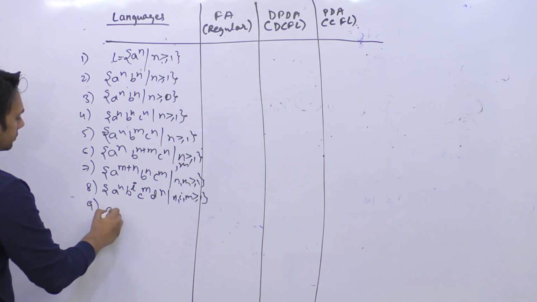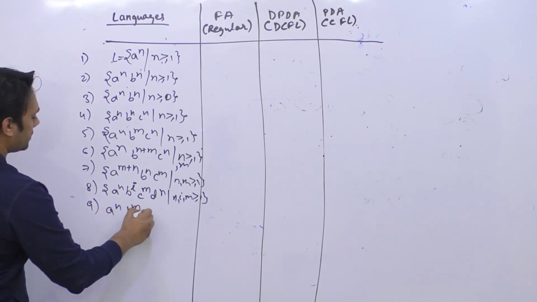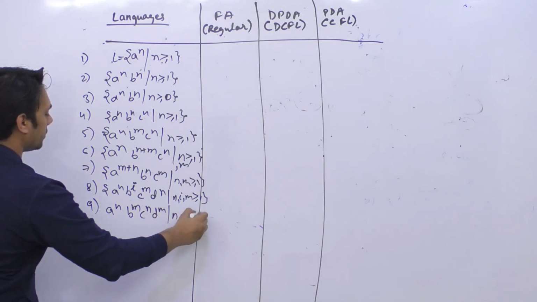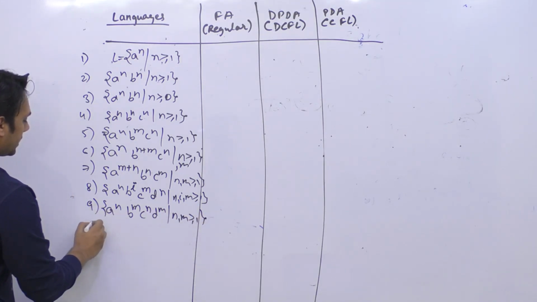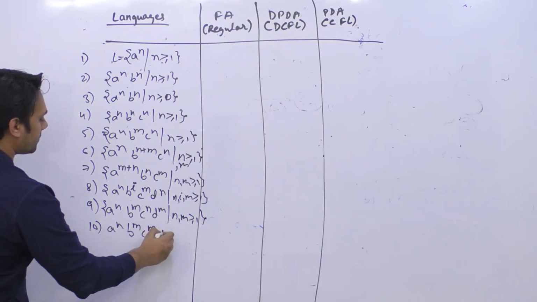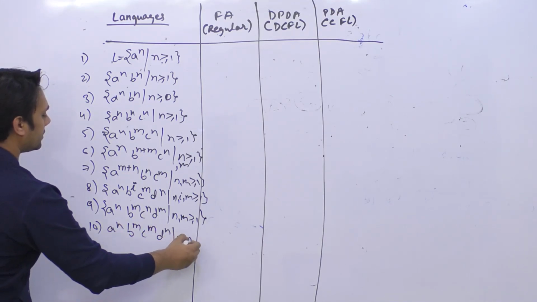Ninth language is a raised to power n, b raised to power m, c raised to power n, d raised to power m such that n comma m is greater than equal to 1. 10th language is a raised to power n, b raised to power m, c raised to power m, d raised to power n such that m comma n is greater than equal to 1.